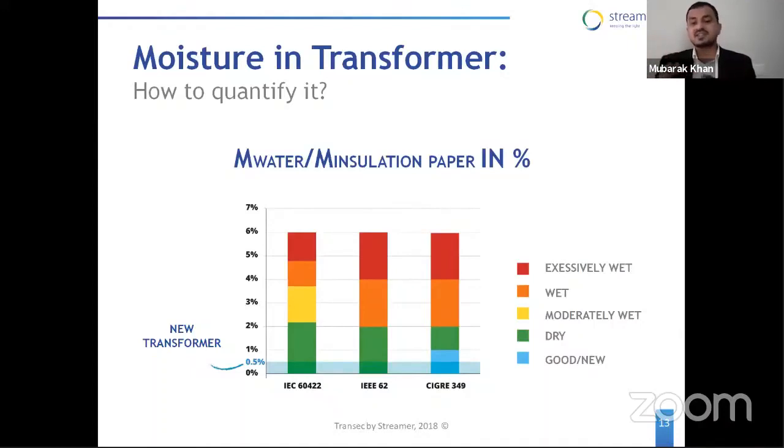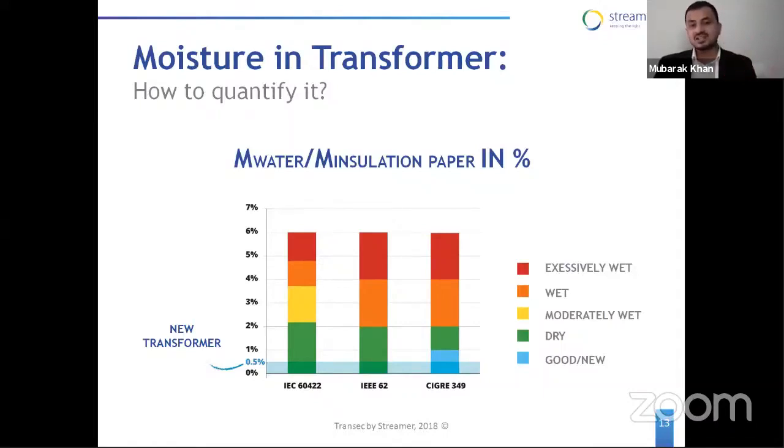As per various international standards like CIGRE, IEEE and IEC, there are various guidelines for the status of moisture. We will just discuss CIGRE. As per CIGRE, less than 1% of moisture in a transformer is considered a good or new transformer. From 1% to 2% is considered a dry transformer. From 2% to 4% is considered a wet transformer, and above 4% is considered an excessively wet transformer. Other standards also have similar indications.